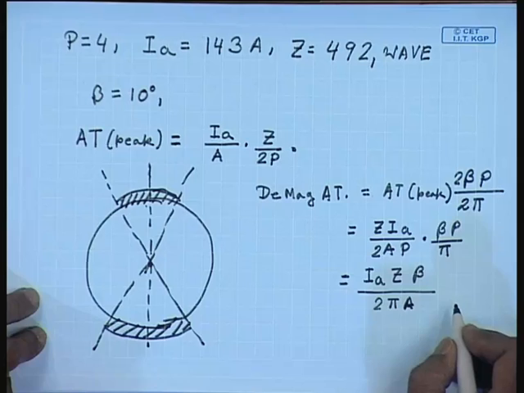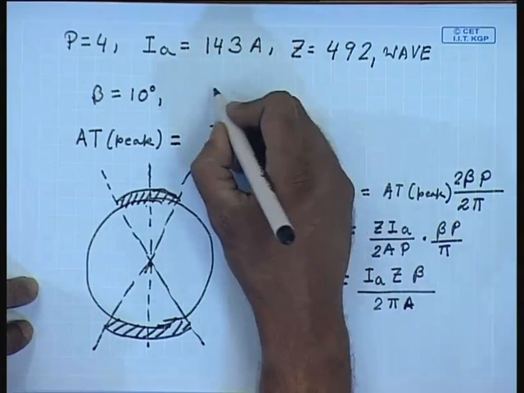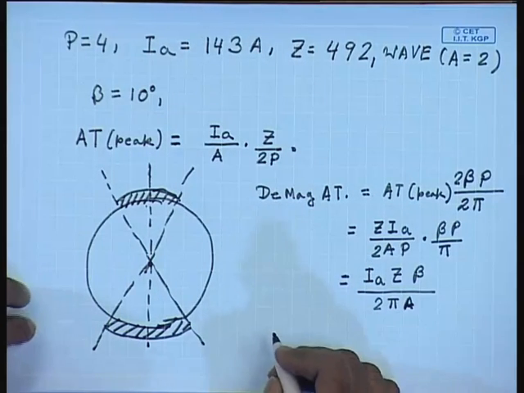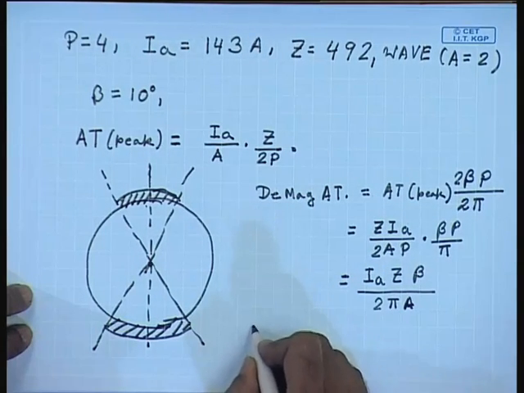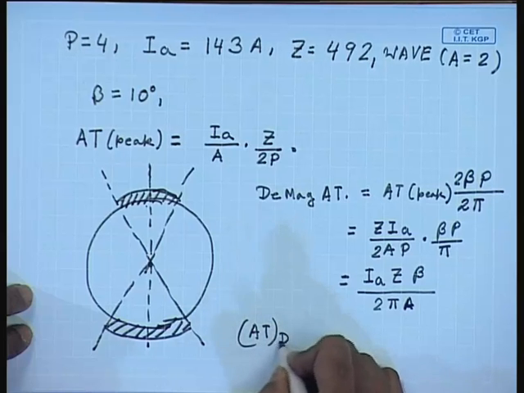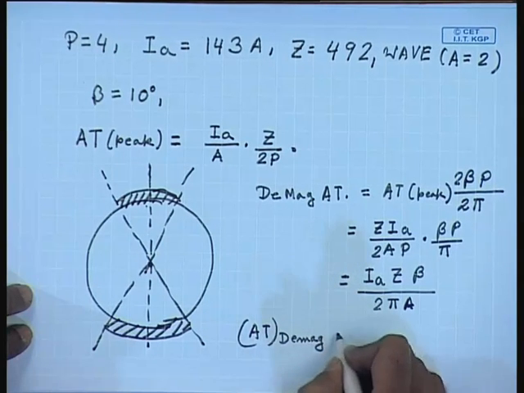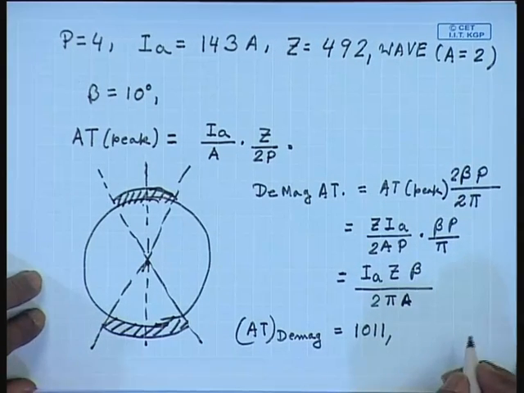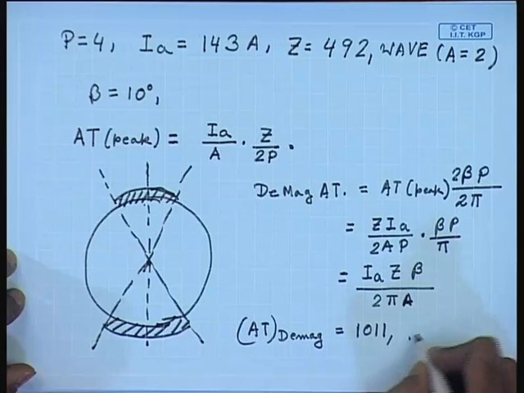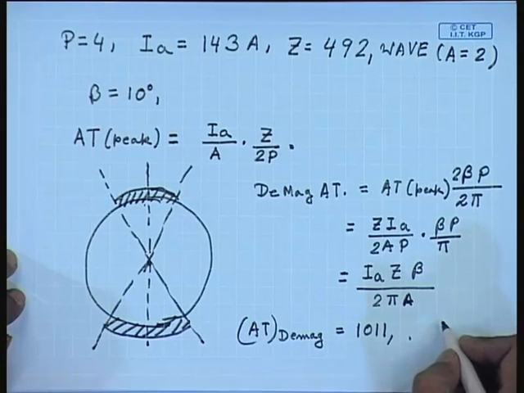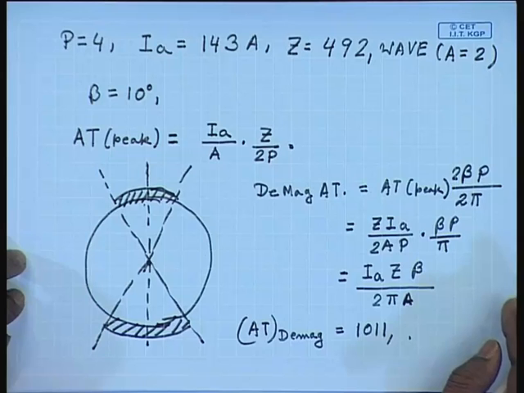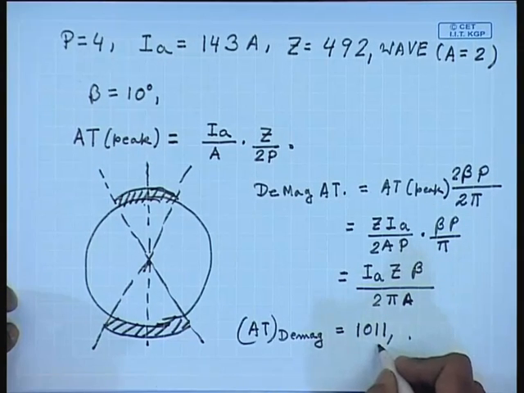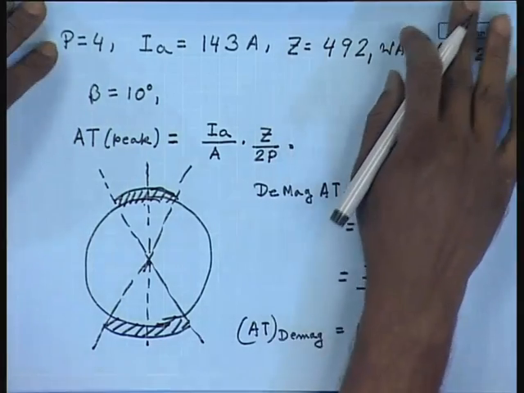Substituting the given values, A is the number of parallel paths, and in this case A equal to 2. Substituting the values, we get demagnetizing AT equal to 1011. If the field current is known, then we can find out the number of extra turns that will be required on the field winding in order to cancel this demagnetizing AT. So, this divided by field current will give you the number of extra field turns required for this machine.